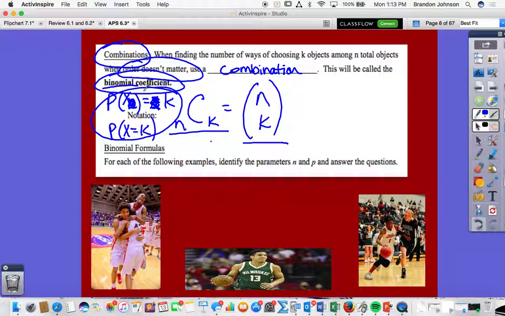So once we keep going, this is the formula that you find: N factorial over K factorial times N minus K factorial. We've done this before.